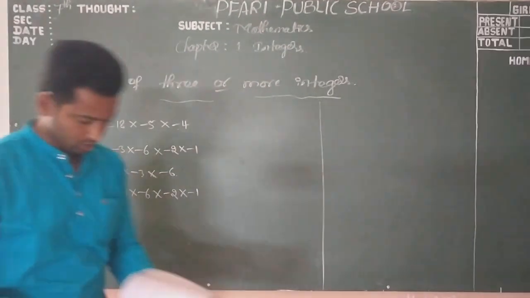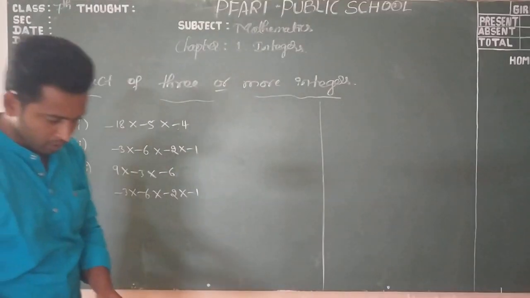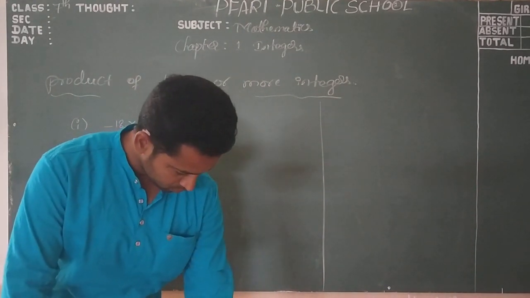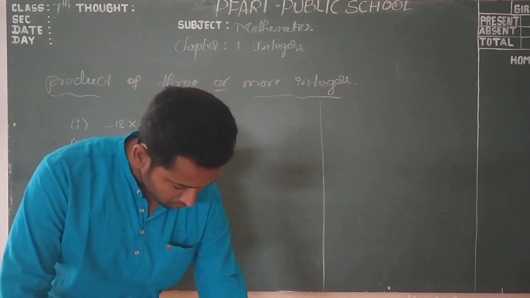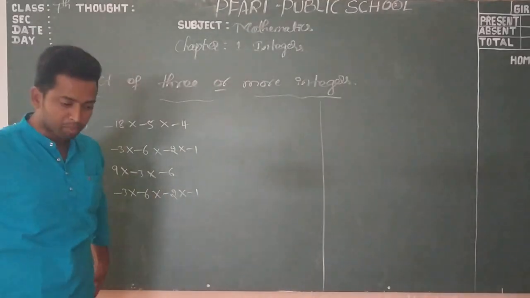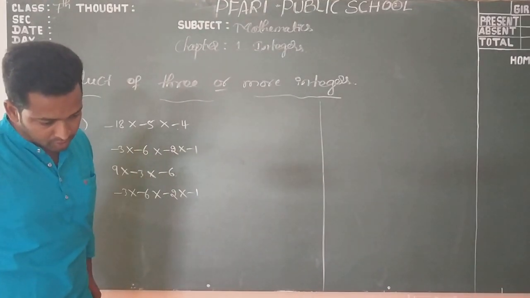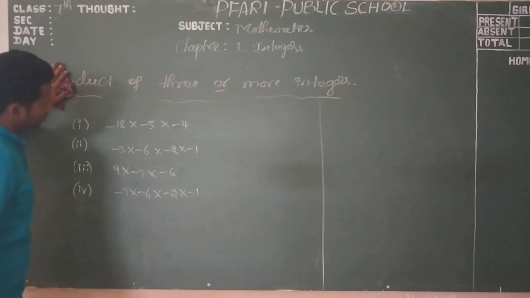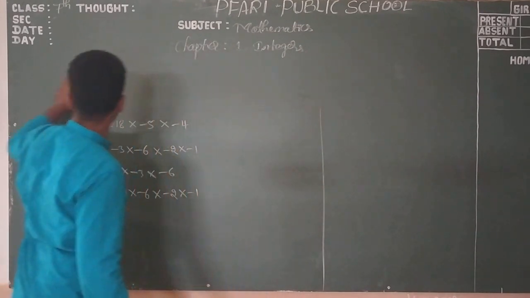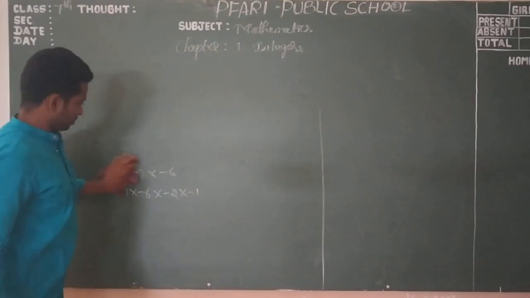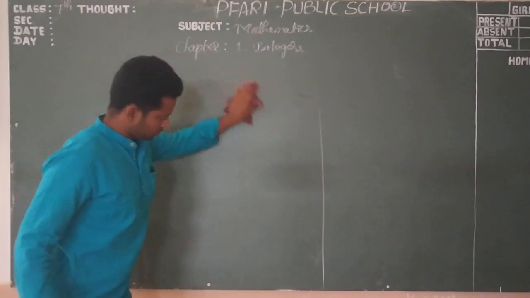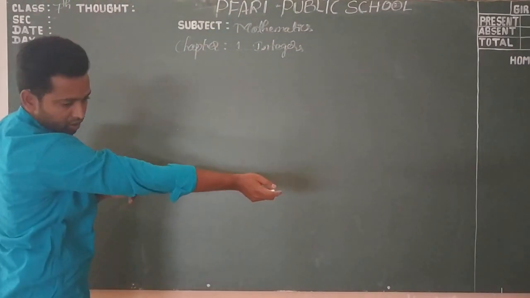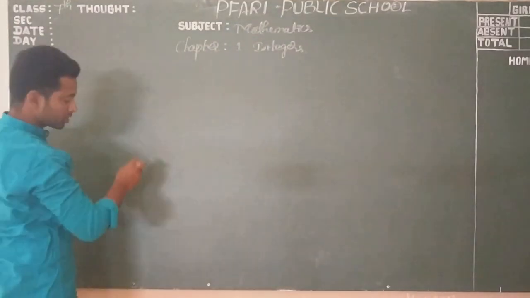So now, next is the properties of multiplication of integers.